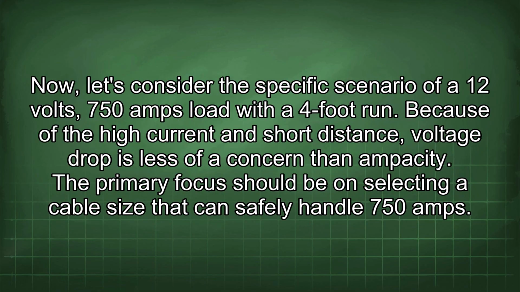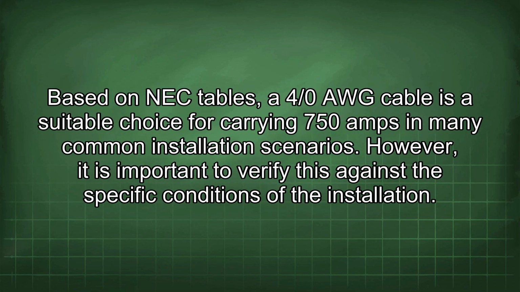Now, let's consider the specific scenario of a 12 volts 750 amps load with a 4-foot run. Because of the high current and short distance, voltage drop is less of a concern than ampacity. The primary focus should be on selecting a cable size that can safely handle 750 amps. Based on NEC tables, a 4/0 AWG cable is a suitable choice for carrying 750 amps in many common installation scenarios. However, it is important to verify this against the specific conditions of the installation.